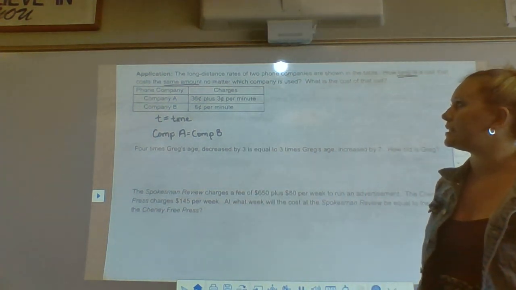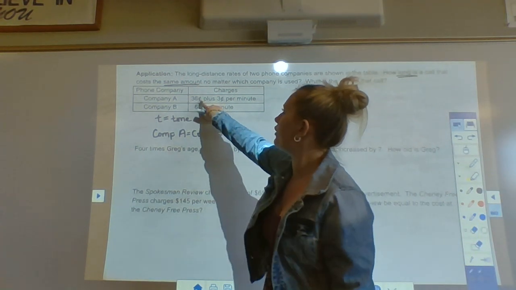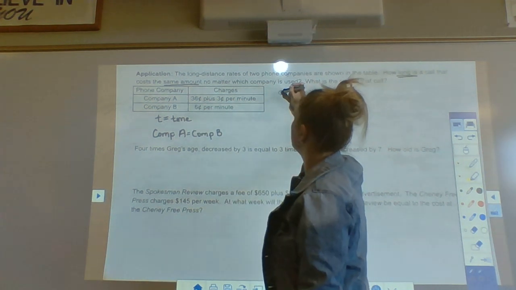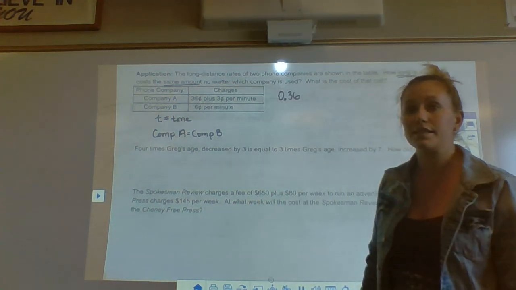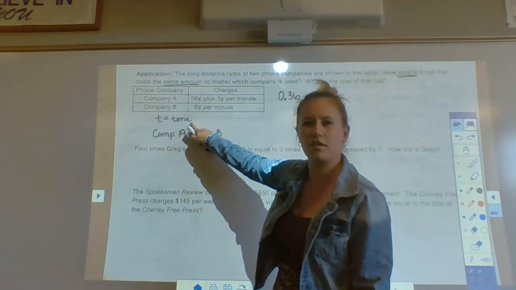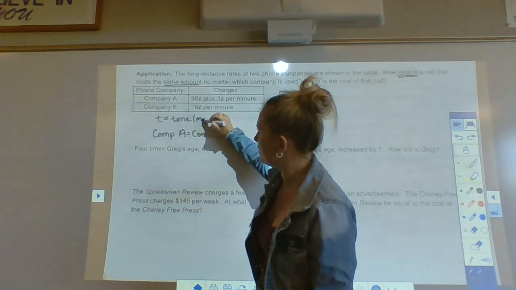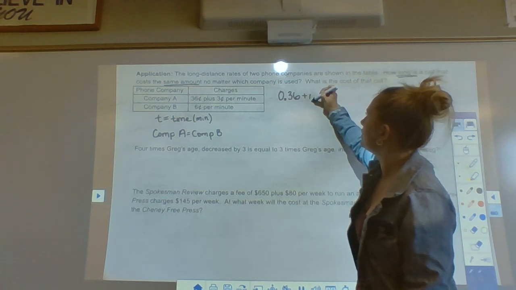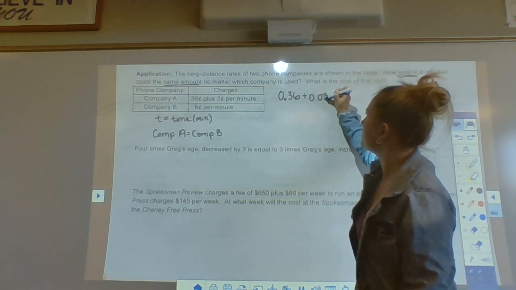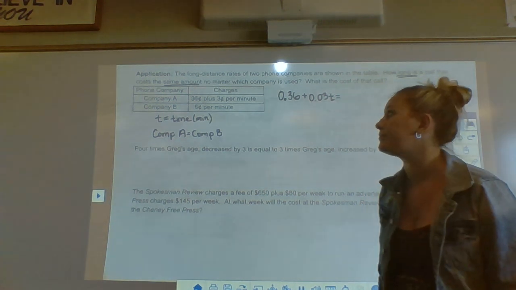All right, so we need to set up an expression to model the cost. So 36 cents, so I'm gonna write that, 0.36, how would you show 36 cents, plus 3 cents per minute, which is time. So you could also call this M if you like minutes better. I'm gonna just put in parentheses that this means minutes. All right, so plus 3 cents per minute. I'm calling that T. That's for company A.